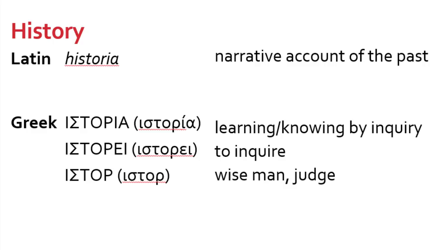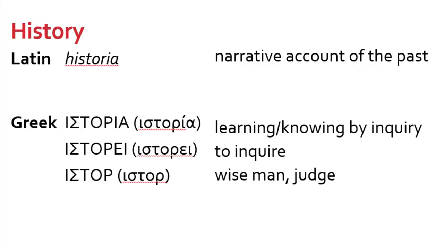But as many Latin words are, they have an older root in ancient Greek, where historia is more basically a learning or knowing by inquiry. And in the context of the historical discipline, that is inquiring about something in the past and coming to some sort of conclusion that we know something about the thing we inquired about. That comes from an older verb that simply means to inquire, which comes from its base word istor, which is, as far as I could tell, a wise man or judge.